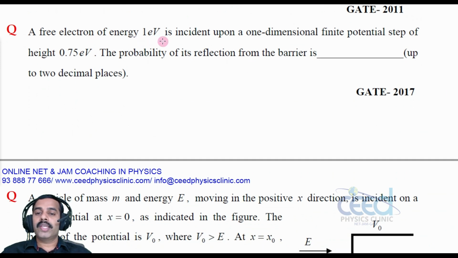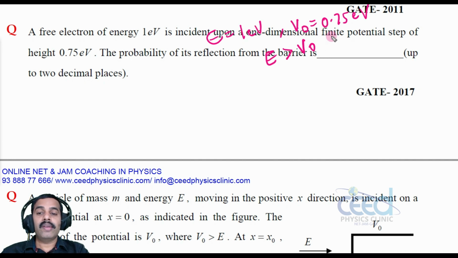A free electron of energy 1 electron volt is incident upon a one-dimensional finite potential step of height 0.75 electron volt. The probability of its reflection from the barrier is, right? So look into this. We have to identify the situation first. The energy is 1 electron volt. The potential barrier is 0.75 electron volt, right? In this case, E is greater than V0.